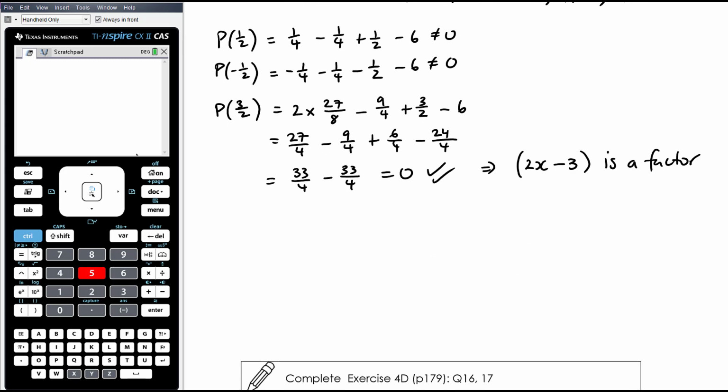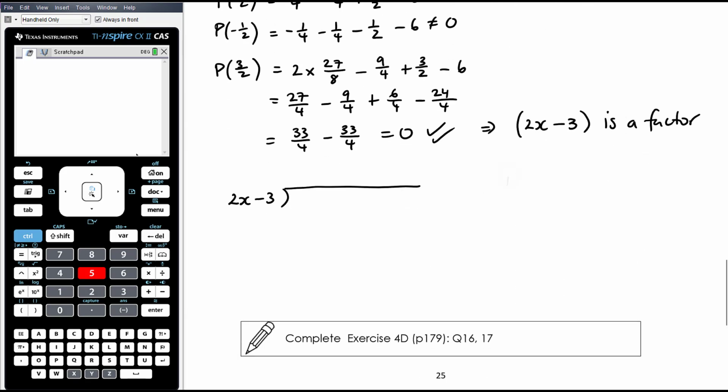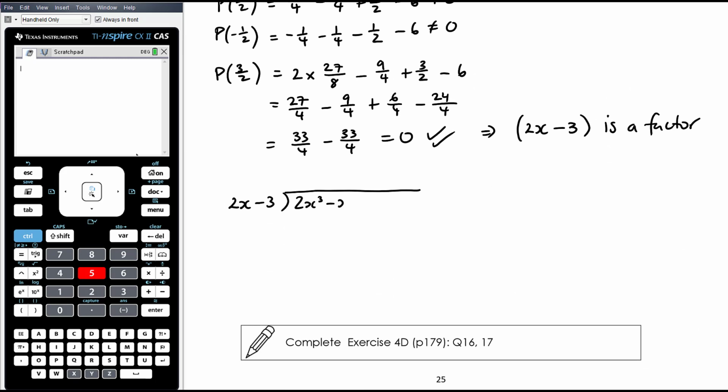Okay, so we've identified our factor, we do our long division. Sorry, I should have written a bit smaller. Dividing that into, what was our polynomial again? 2x cubed minus x squared plus x minus 6. Okay, what do we multiply 2x by to get 2x cubed? Well, that will be x squared. x squared times 2x minus 3 is 2x cubed minus 3x squared. Subtracting, negative x squared minus negative 3x squared, so negative x squared plus 3x squared is 2x squared. And we bring down our next term.